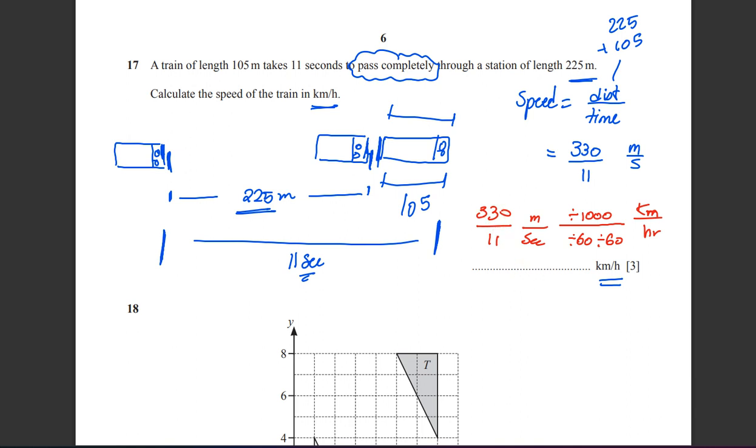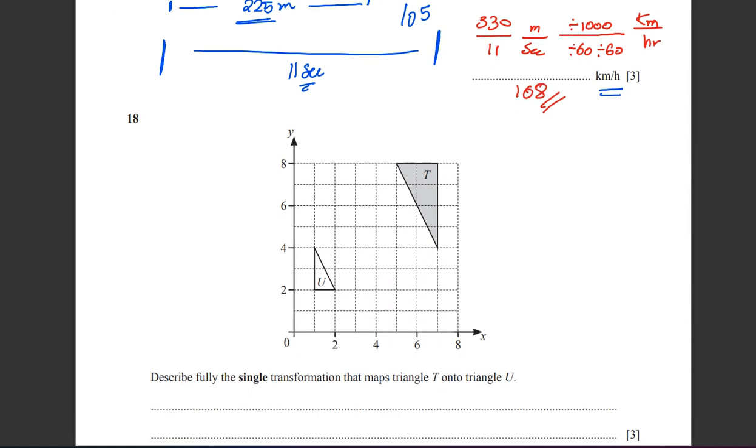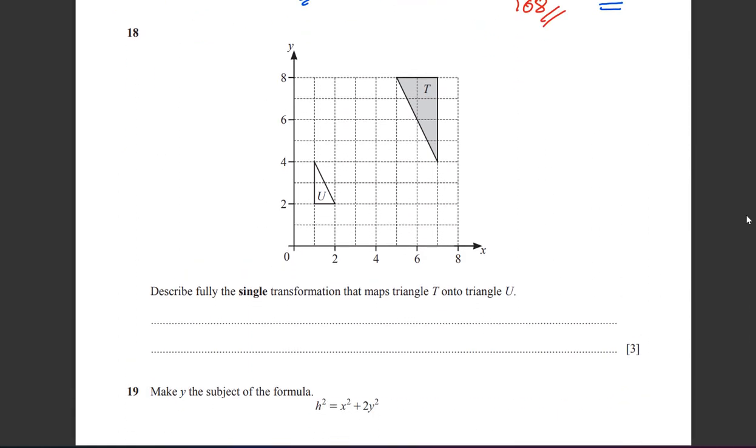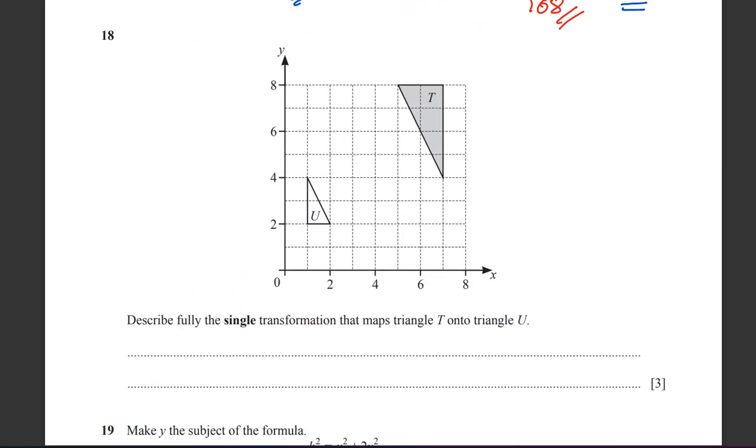Okay, next question. This is a very important question. We have two triangles, and he's telling me to describe fully the single transformation that maps triangle T to U. It is very, very important not to get confused between which triangle maps to which triangle. He's telling me T to U, so from here to here.